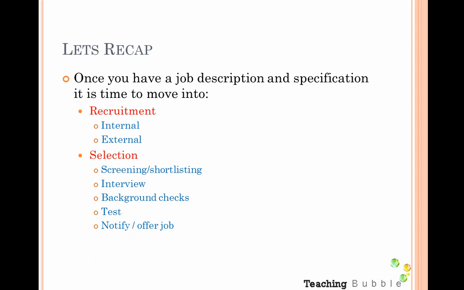So just to recap, we've got recruitment and selection, but once you've got the job description and the job specification, it's time to go into recruitment and selection. So it's important that how you're selecting your employees is based on what the job description and job specification is. That gives you the guide, and it also helps you ask the questions on what you're analysing this person against. So for recruitment, we've got internal and external recruitment, and then for selection, we've got a 5-step process. So screening, shortlisting, conduct the interview, background checks, any tests, and then notify and make an offer. So that's recruitment and selection.